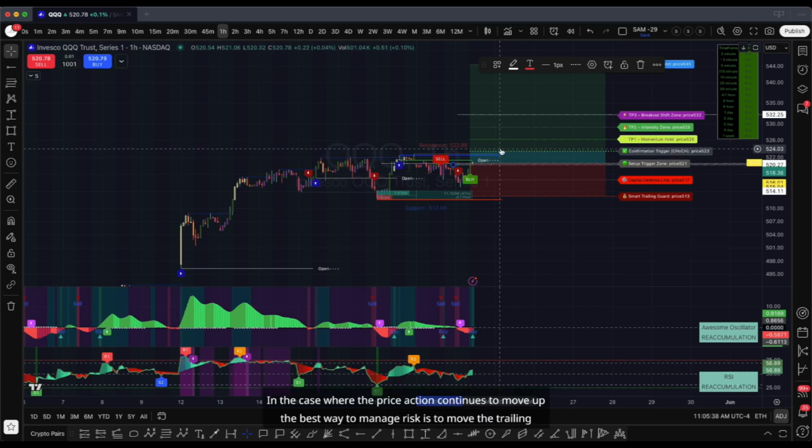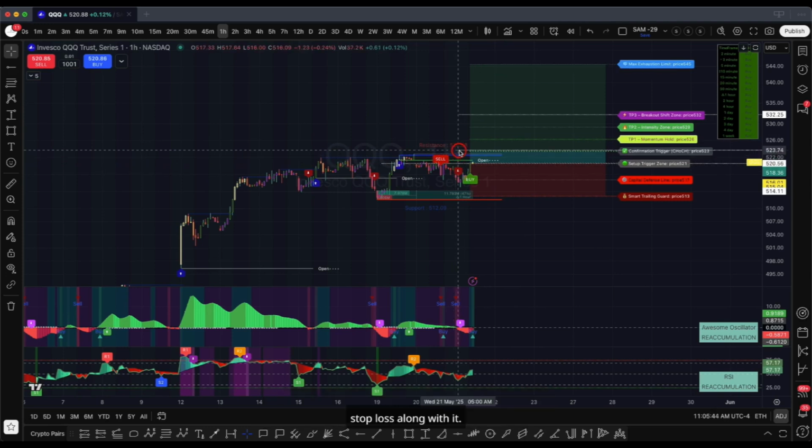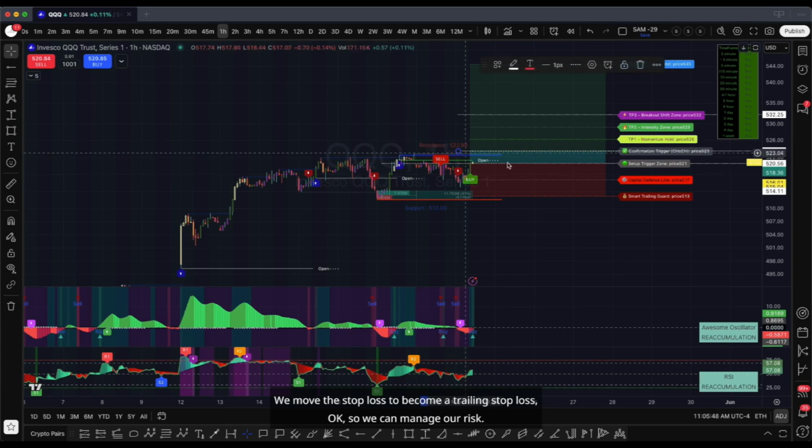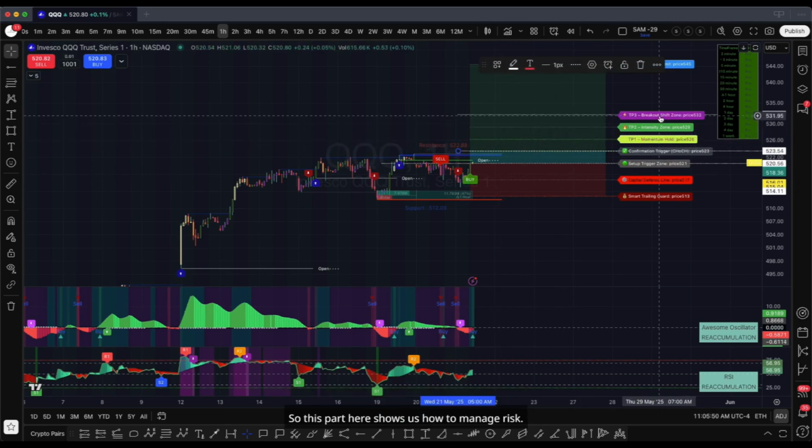In the case where the price action continues to move up, the best way to manage risk is to move the trailing stop loss along with it. We move the stop loss to become a trailing stop loss, okay, so we can manage our risk. So this part here shows us how to manage risk.